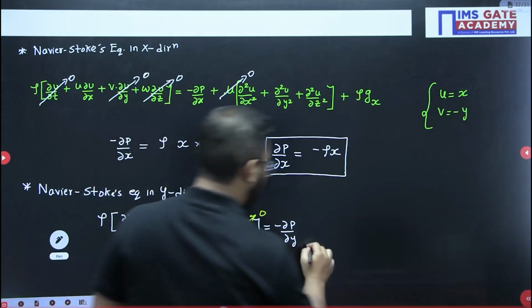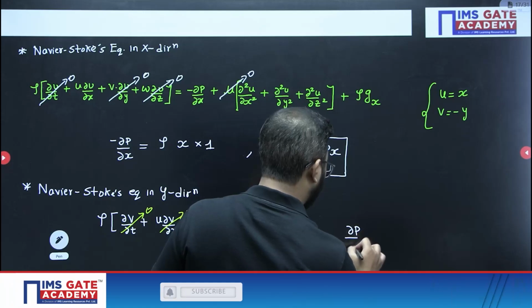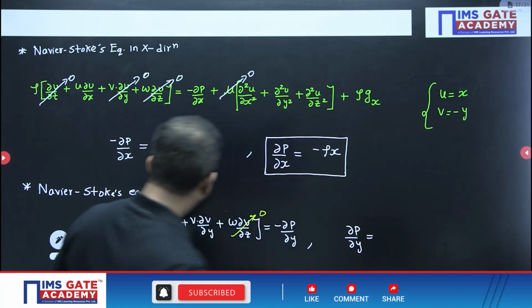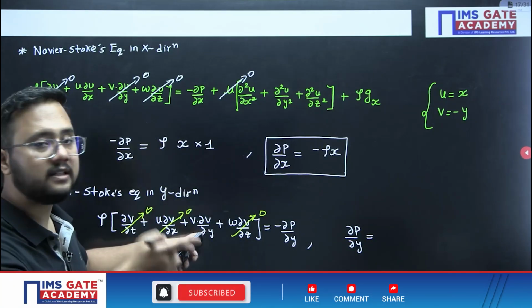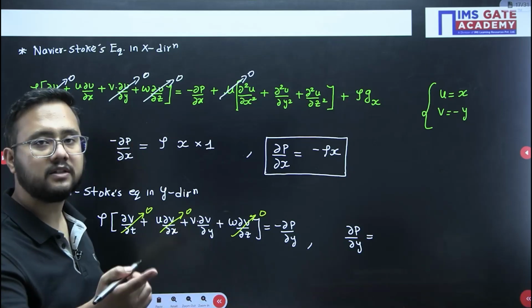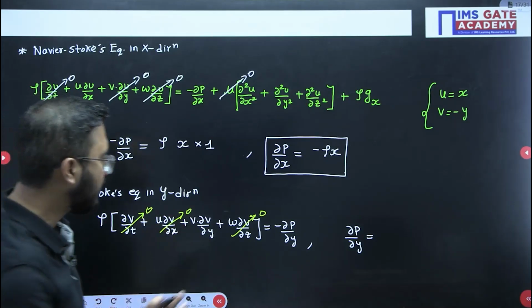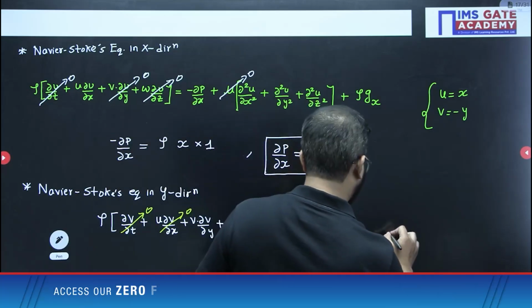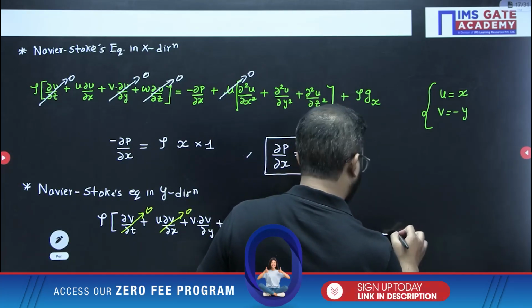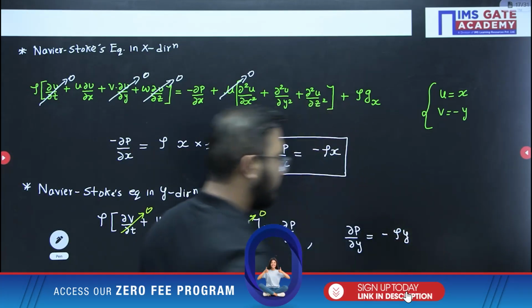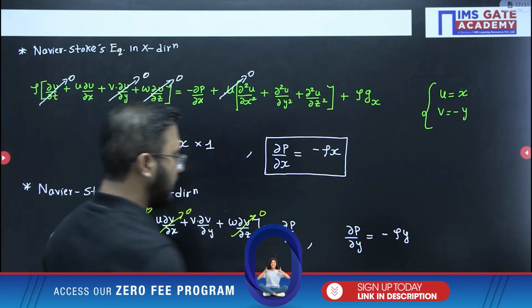So finally, you will be getting dou p by dou y. What is the v value? Minus y. What is dou v by dou y? Minus 1. That minus 1 will get cancelled out with the minus sign. So dou p by dou y you will also get as minus rho into y.